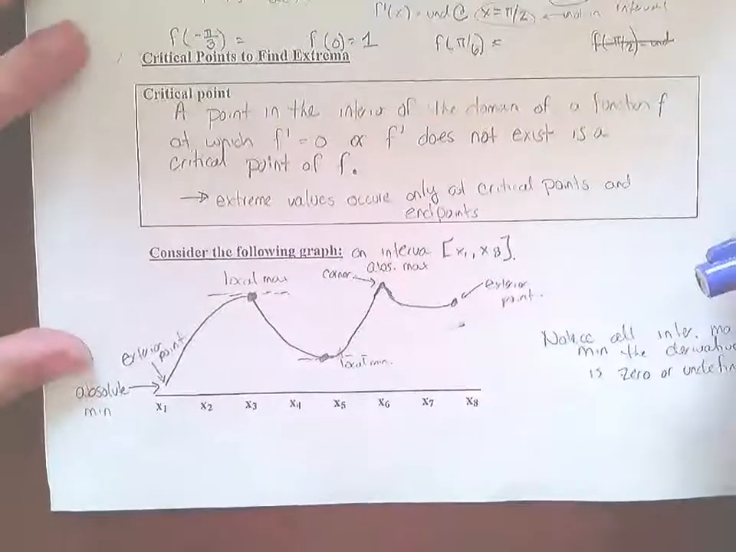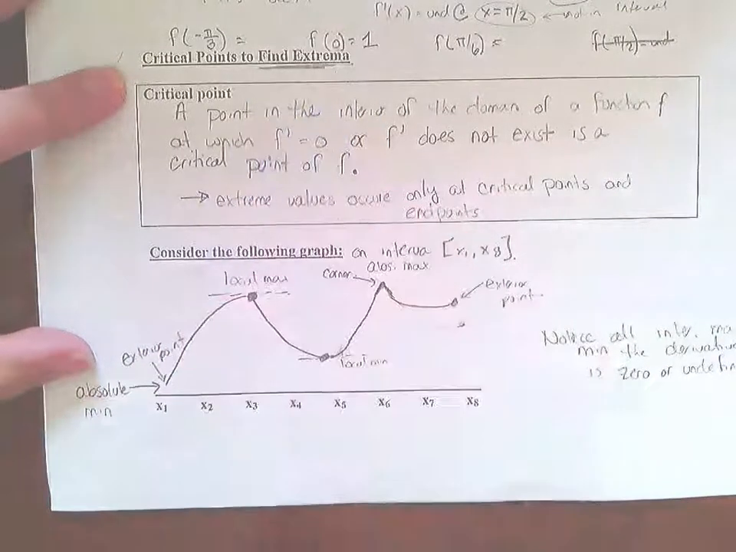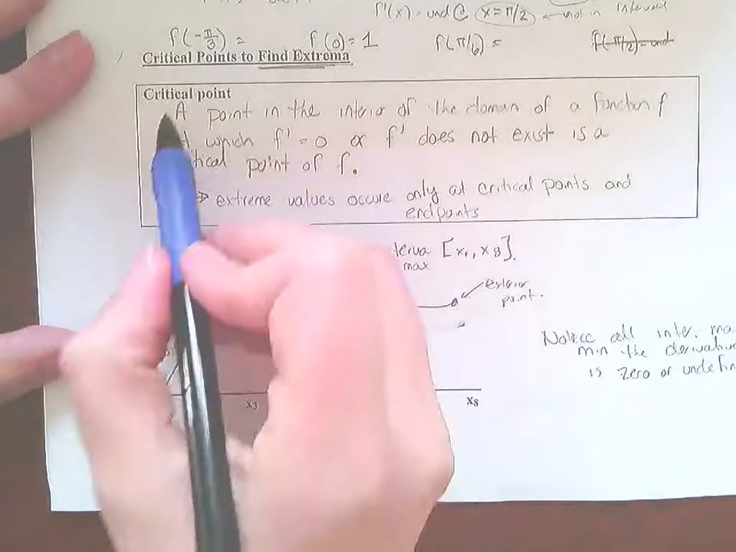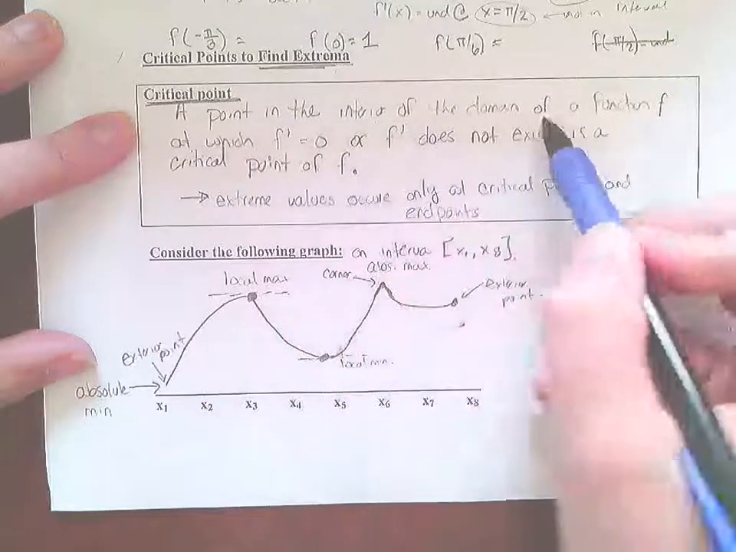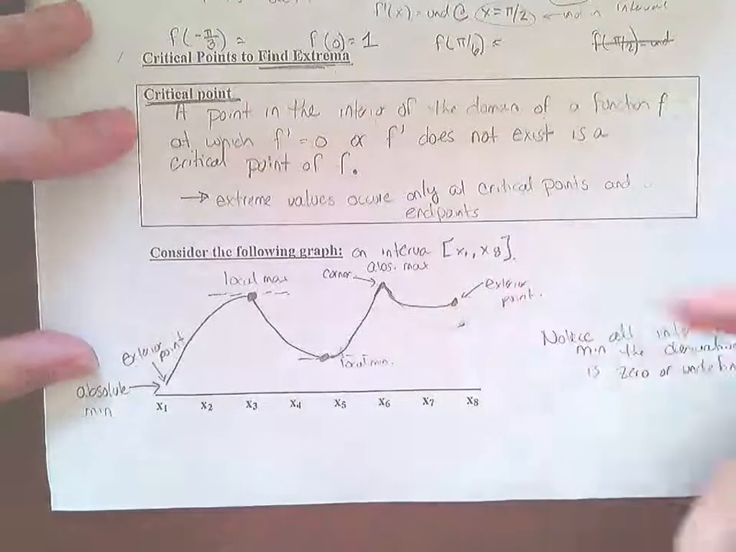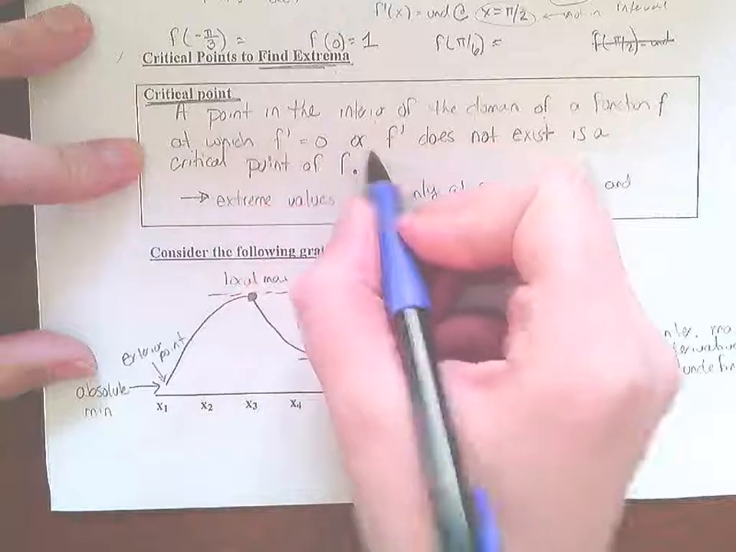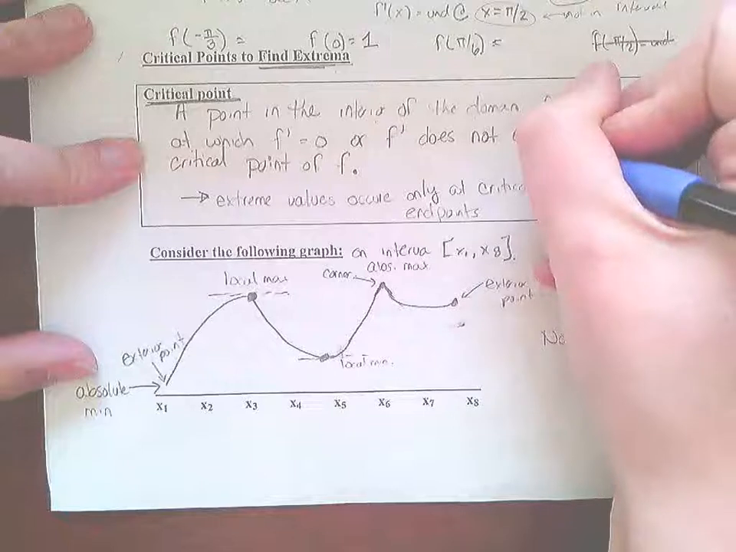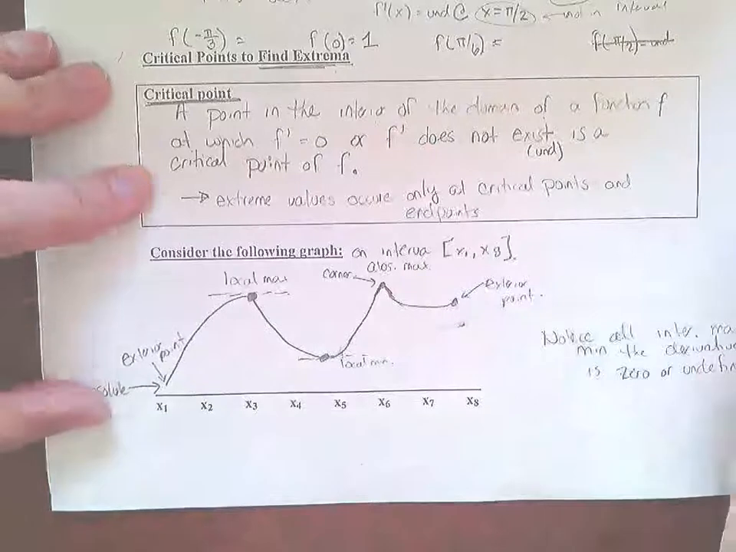We are not going to do the examples yet until we review this next definition, which is critical points to find extremas. So how do we find extremas? We have to find the critical point. And basically, what is the definition of a critical point? It's a point in the interior of the domain, so interior of the closed interval of a function f, at which the derivative of that function is 0 or the derivative does not exist, which means it's undefined. And those are critical points of the function f.